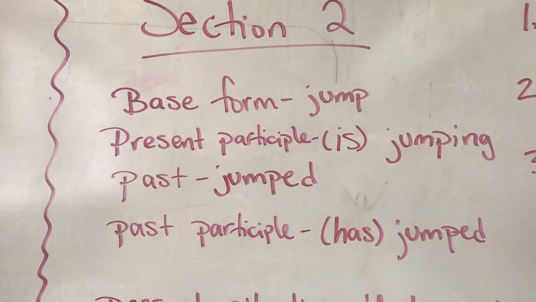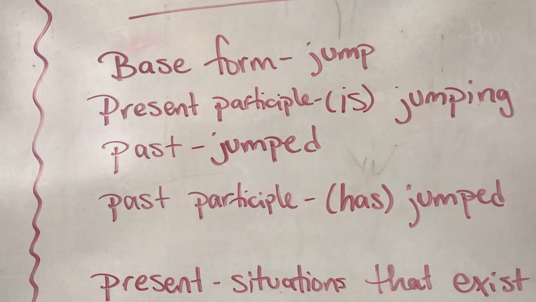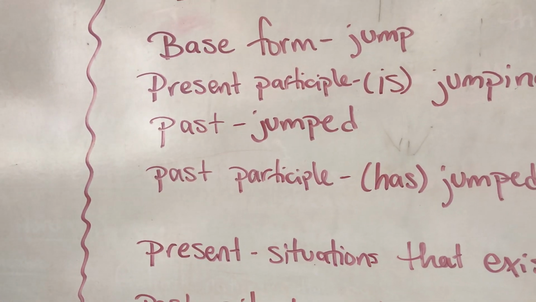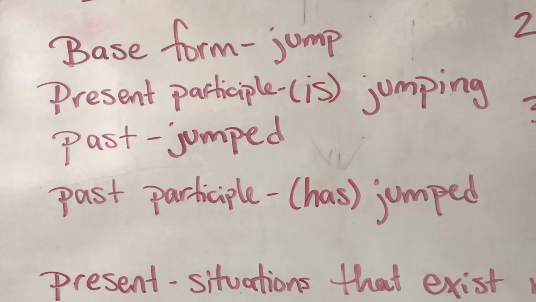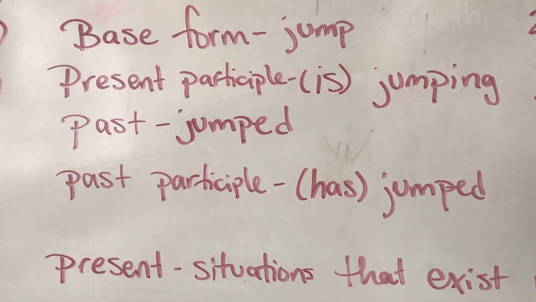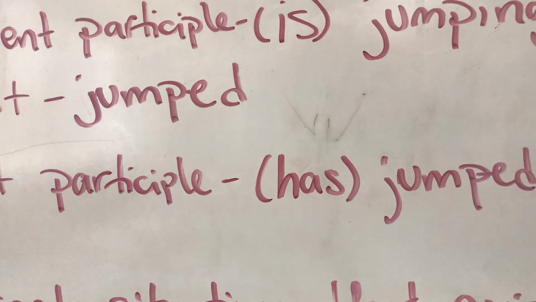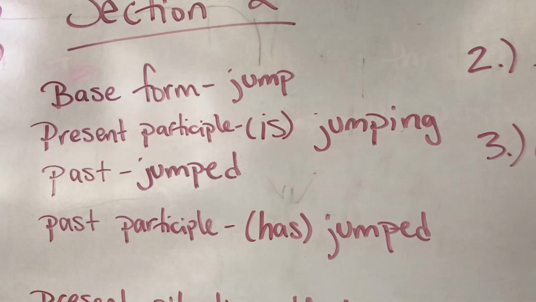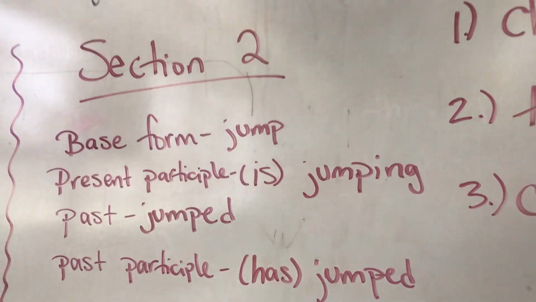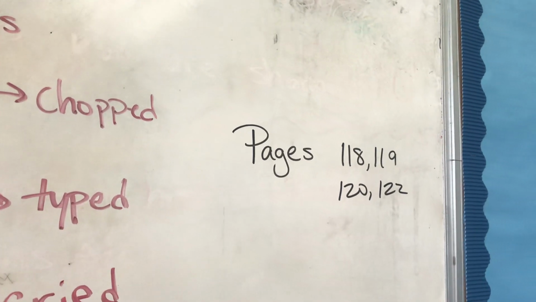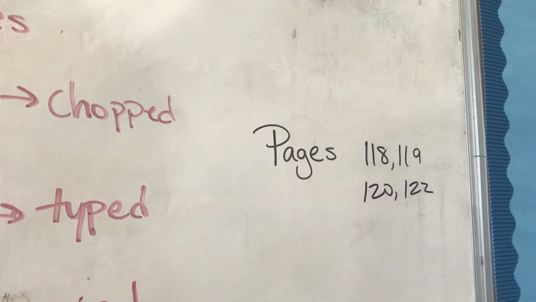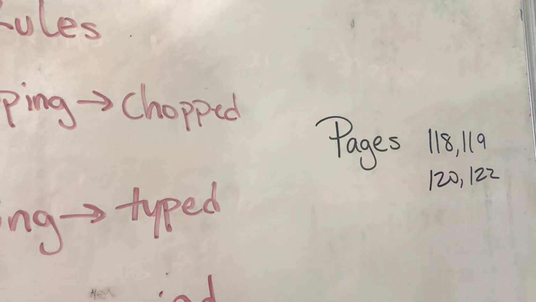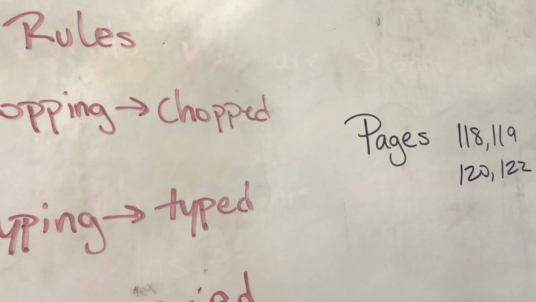And then the third form, past, we would have jumped. So we're just adding ed on there. And then for the past participle, we will have has jumped. And that's the form of have, but it's in the past. So we'll go over those forms of be and have more extensively as we go on. Remember, we can refer back to pages 118, 119, 120, and 122 if we are not catching exactly what I'm saying. I just pulled these definitions from those pages.